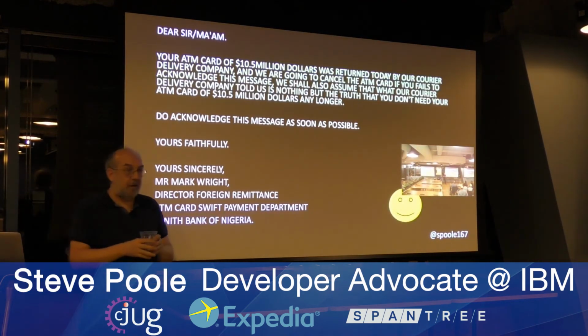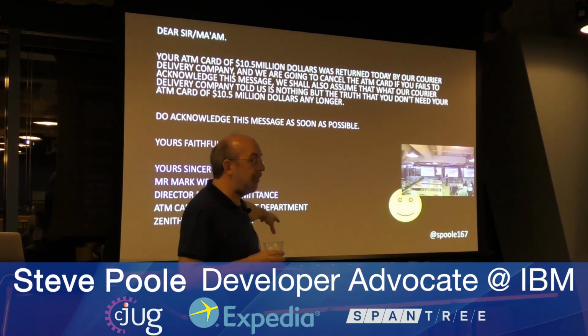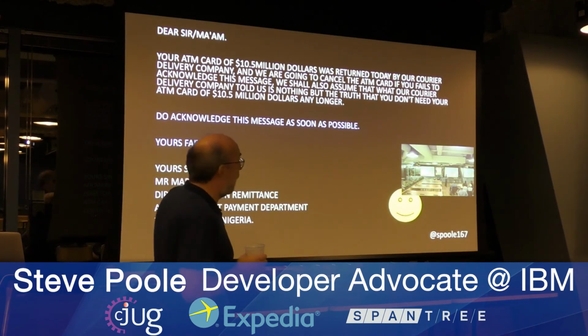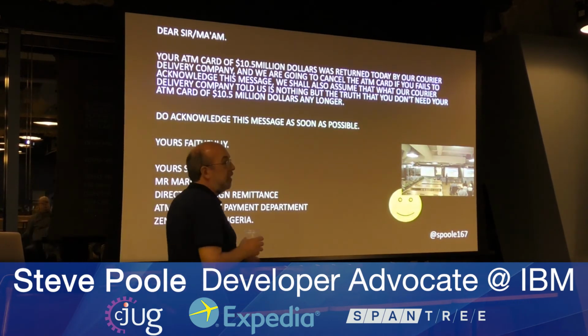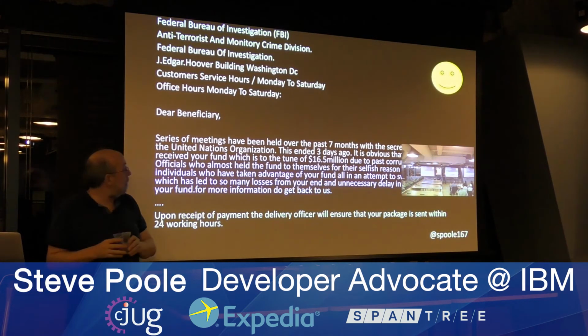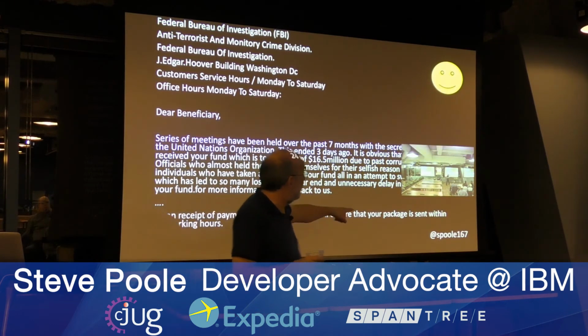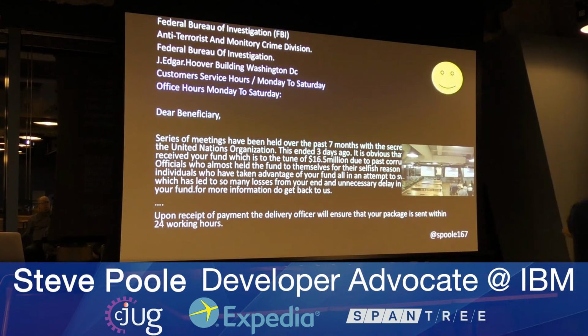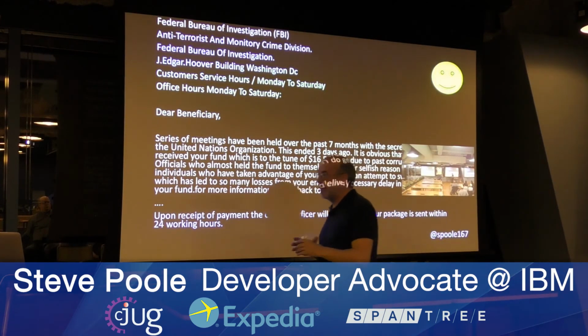So you've seen lots of the phishing. These are all ones I got. You've all had these things. They just come through all the time, and we just laugh. Federal Bureau. This one was lovely. This one says, this is due to past corrupt government officials who almost held the funds to themselves for their selfish reason. You know, and you just laugh.